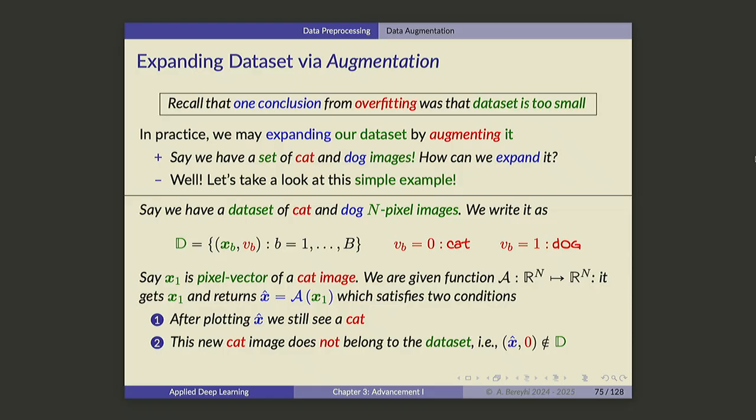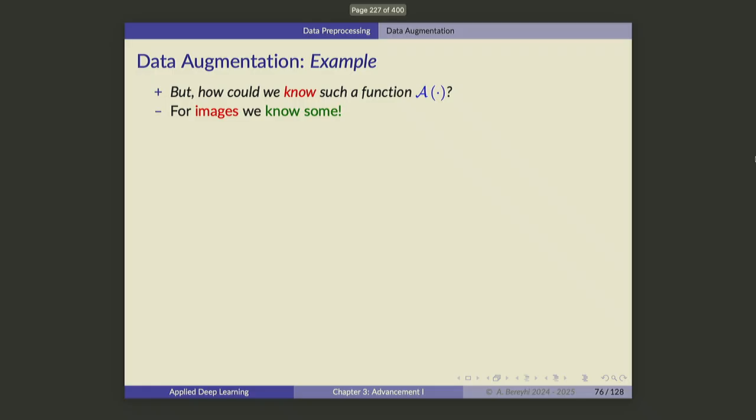Now, in this idea that I wrote here, the only thing that you need to figure out is what is the key thing that we need for this idea to work? Algorithm A, right? I need to know this A. I need to know how I can transform one cat image into another cat image, right? This is something that I need to know. And yep, so this is my new data set. I can expand it, and this is the basic idea of augmentation.